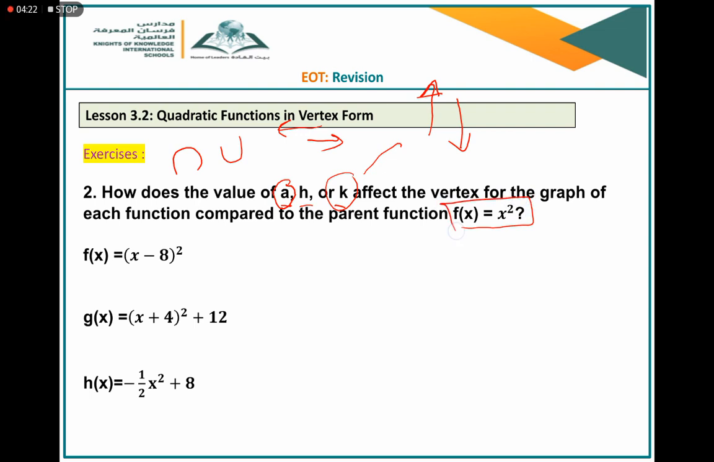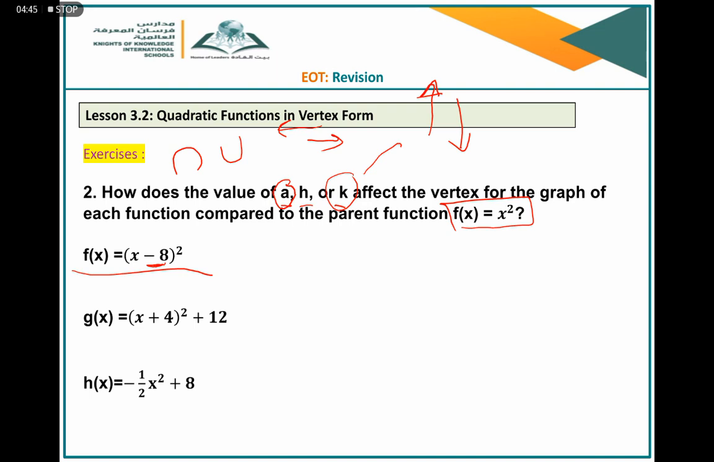This is the parent, okay. The first effect happens here with this equation. As you see, I have parentheses. That means I have h, so some steps move to the right or to the left. And in this case, because it is -8, he moved to the right, okay. Because inside the parentheses, all the time we take the opposite.